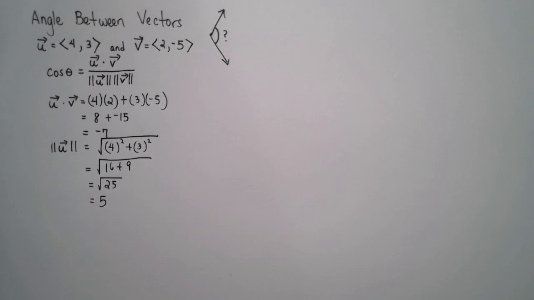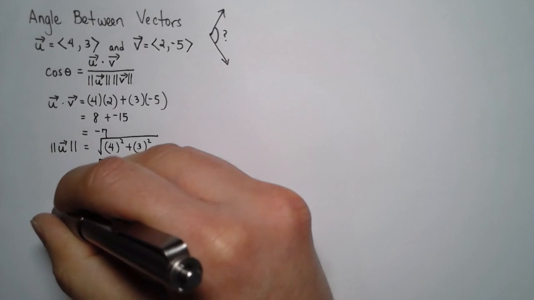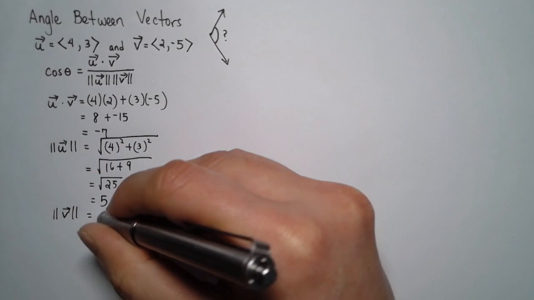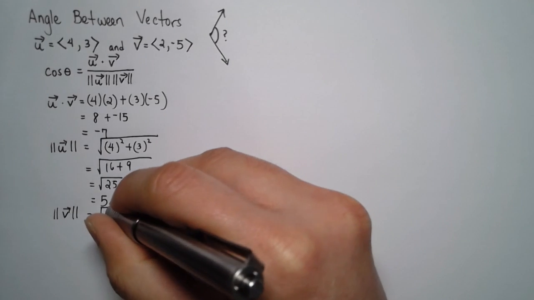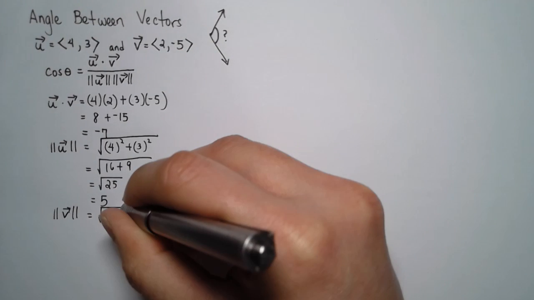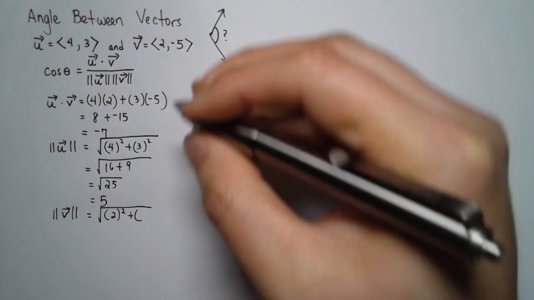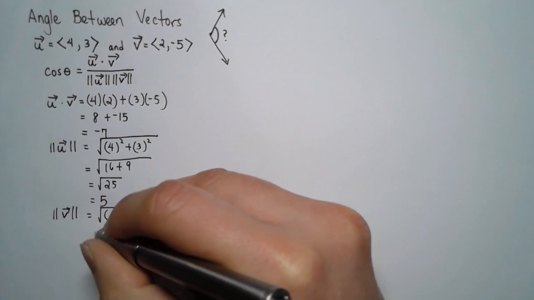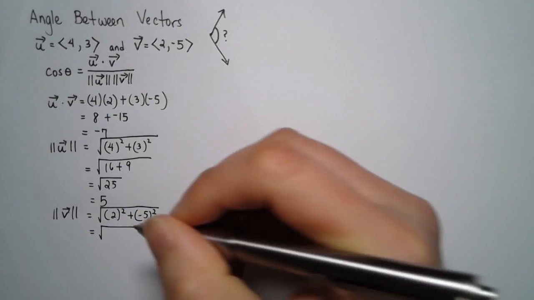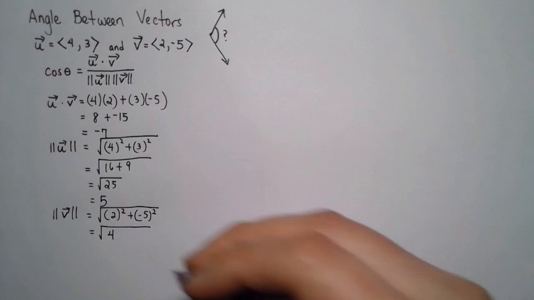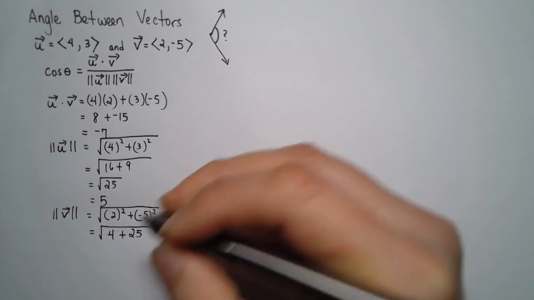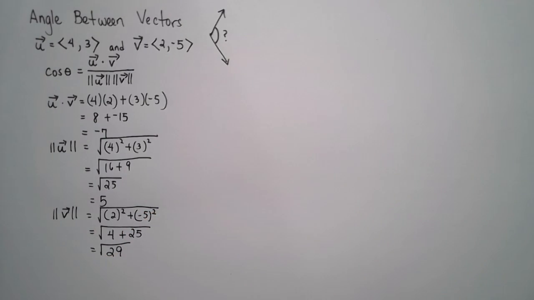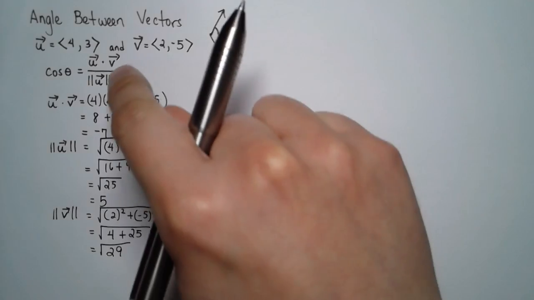We're going to repeat the process, but this time for the vector v. The magnitude of vector v is the square root of 2 squared plus -5 squared, and that's going to give us the square root of 4 plus 25, which is the square root of 29.